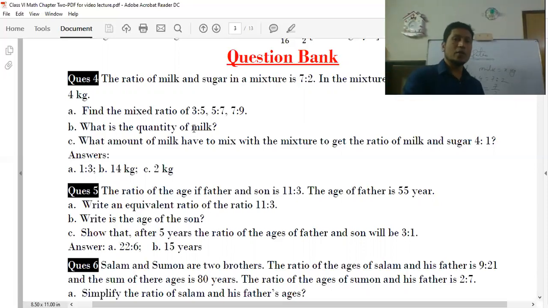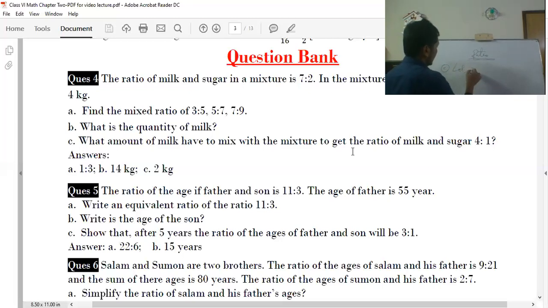Now part C says, what amount of milk has to be mixed with the mixture to get the ratio of milk and sugar 4:1. Very important. This kind of math is very important for your coming exam. In part C, the question says what amount of milk is to be mixed with the mixture. That is, we have to mix some milk with the mixture. So we will consider that x kg milk is to be added.